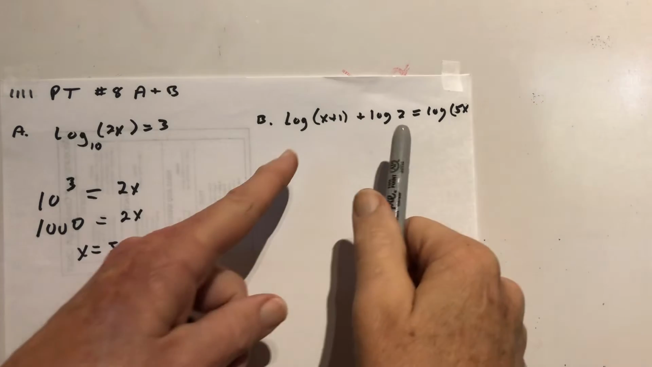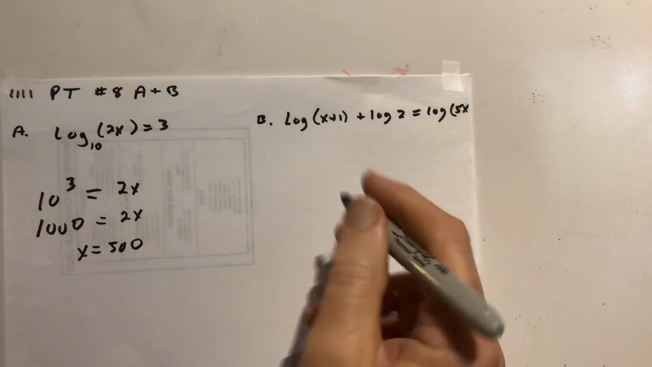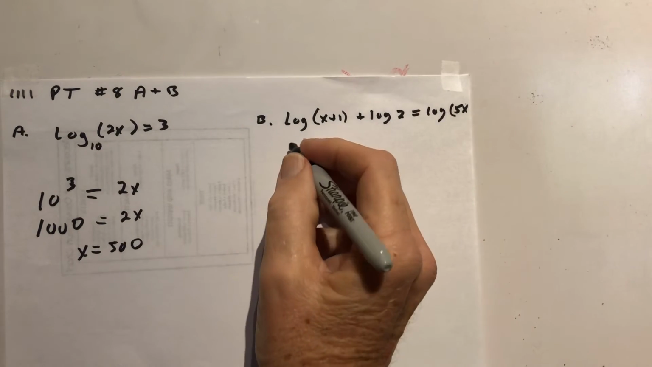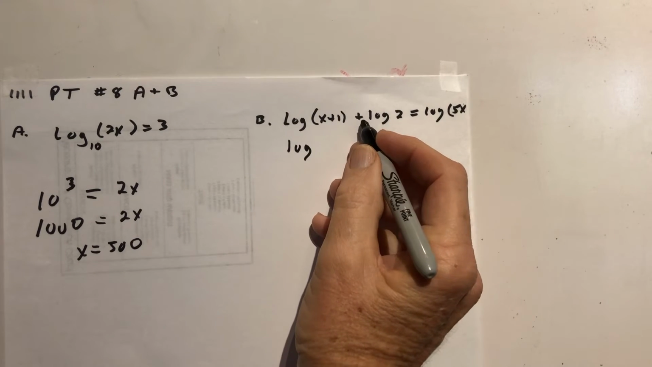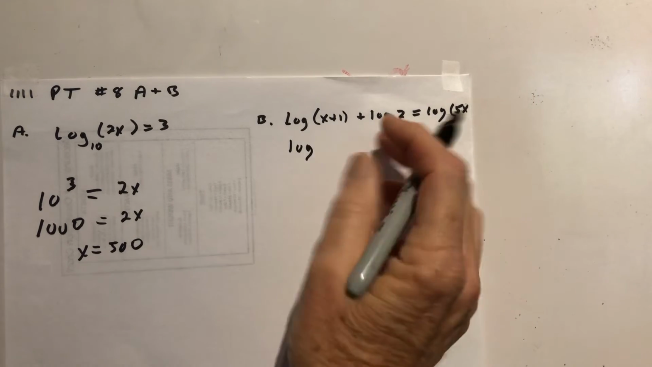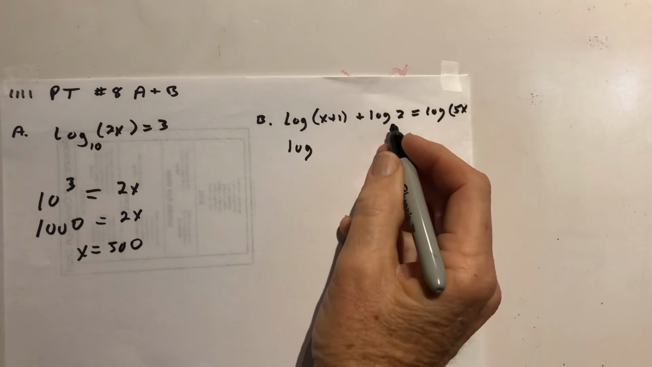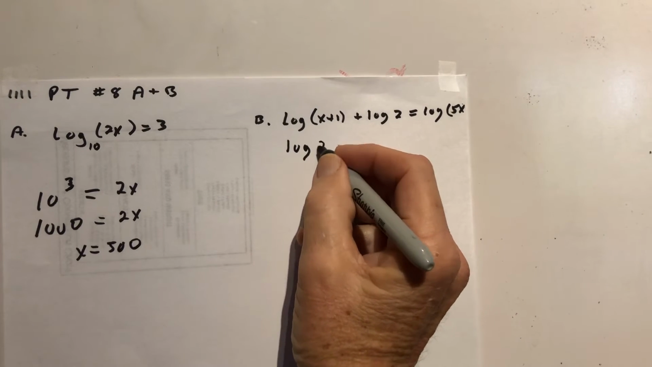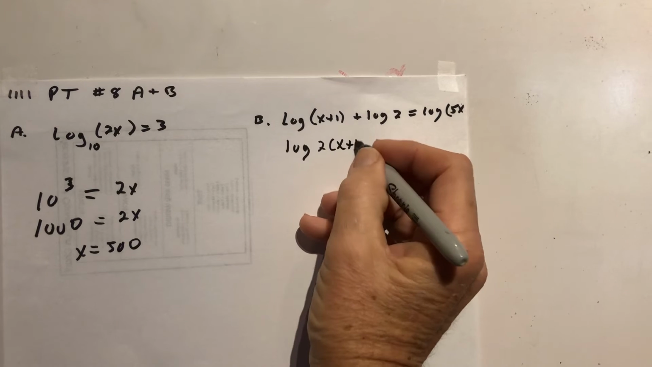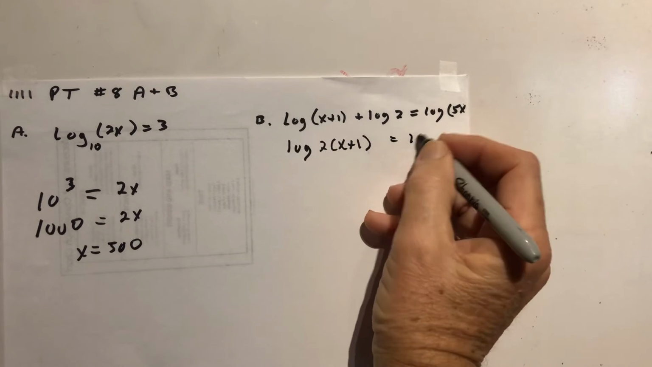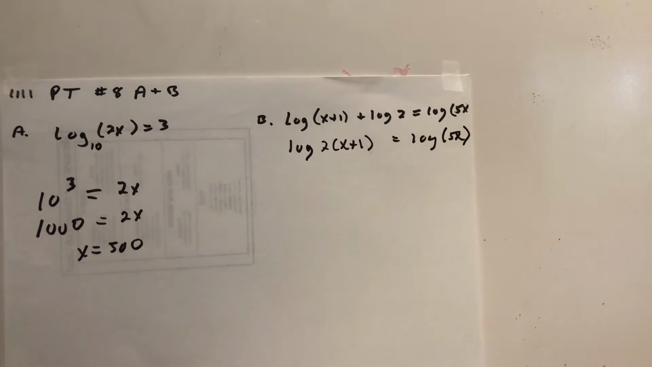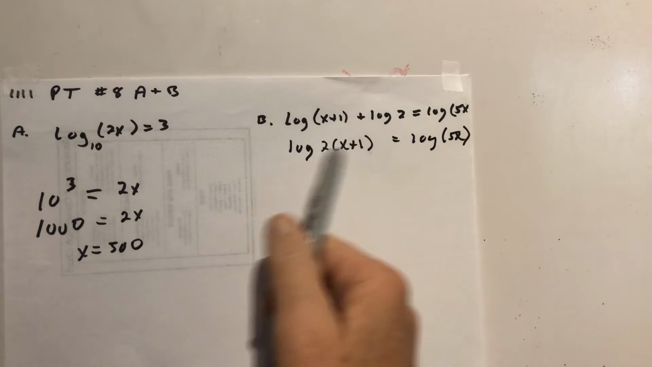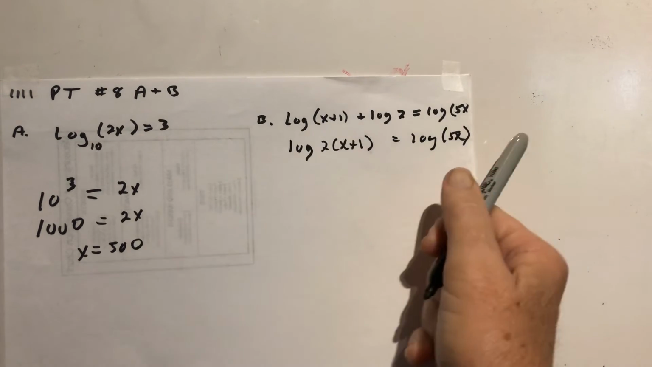But we can put these 2 logs together. That was the first law we learned, the log laws. So I'm going to combine these two. It says plus. When it says plus, you multiply them. So it's going to be 2 times that parenthesis equals log 5x. Oh, now we have 2 logs with nothing in front.